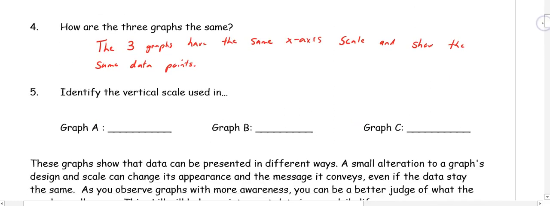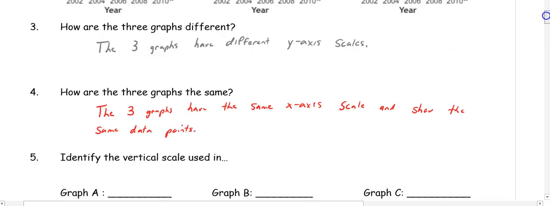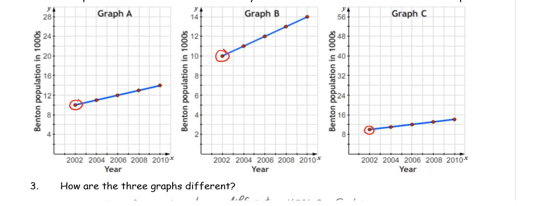So identify the vertical scale used. When we're looking at the vertical scale, we want to know what each line is going up by. So if these are going up and skipping a line each time, this is 0 in the corner here. So the number between 0 and 4 would be 2. So these are going up by 2s for graph A. If we look here for graph B, this is 0, and the number between 0 and 2 would be 1. Here again, this is 0, and the number between 0 and 8 for graph C would be 4.